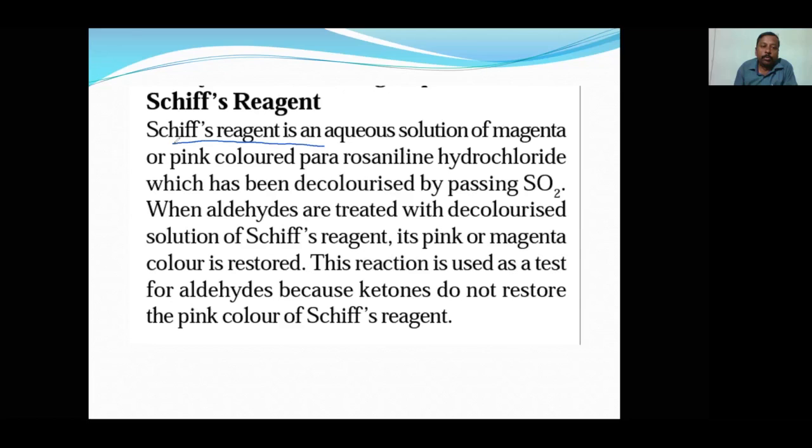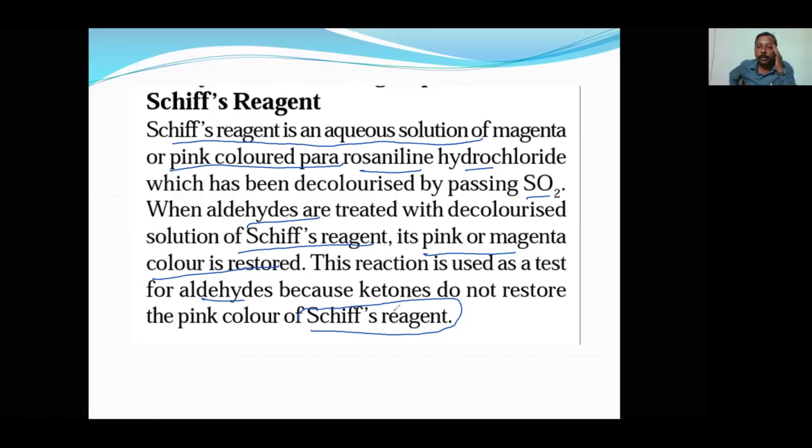Then Schiff reagent is an aqueous solution of magenta or pink colored pararosaniline hydrochloride that has been decolorized by SO2. When an aldehyde is added to the decolorized solution of Schiff reagent, the pink magenta color is restored. So this is used to test aldehydes but not ketones. So Schiff reagent also works with the aldehyde only. If an aldehyde is there, you will come to know in four ways.